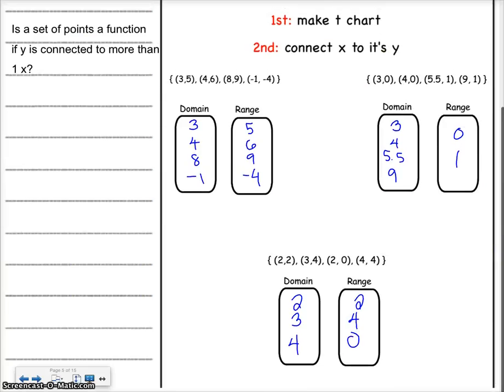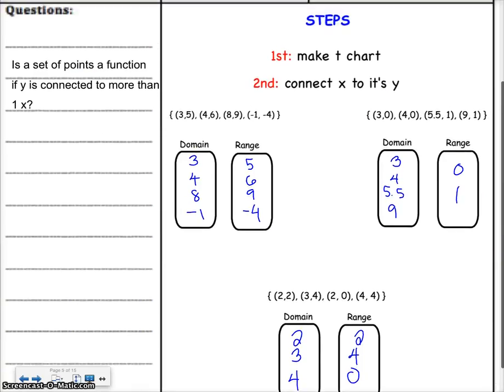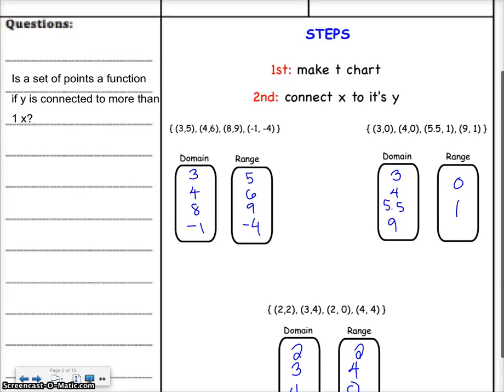Okay, so the next one, I went ahead and pre-filled out our domain and range charts. Now I'm going to do the mapping, which is connecting. 3 goes to 5, 4 goes to the 6, 8 goes to the 9, -1 goes to the -4. I'm looking to make sure that my X's go to 1 Y. So I check here, only one line is connected to each X, so this is a function.